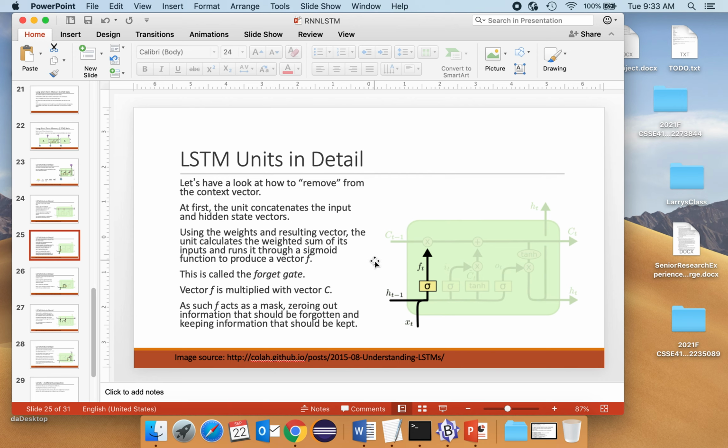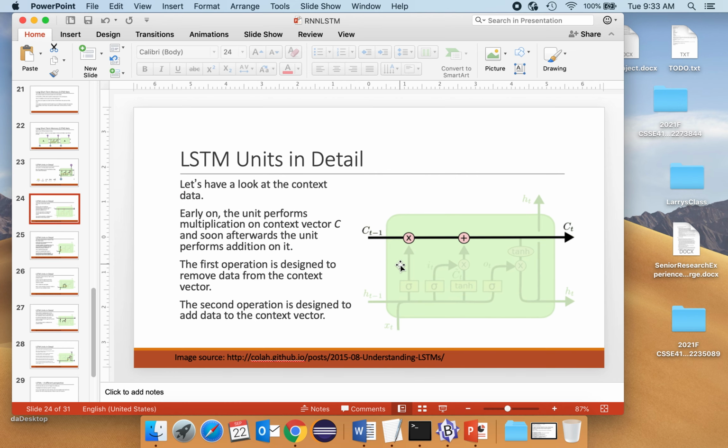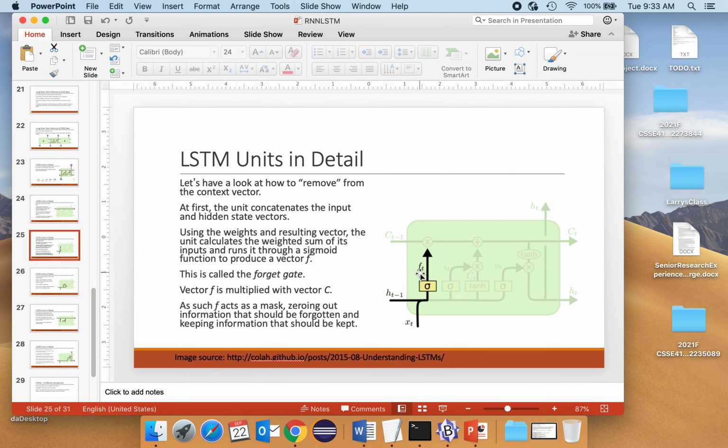Let me go back to this slide over here. Since we're doing multiplication, anything that gets multiplied with 0 or close to 0 obviously gets removed. If you remember a little bit from architecture and from your hardware courses, a mask determines which information to let through and which information to not let through, to forget, so to speak. And that's why we call it a forget gate. So the forget gate determines what information goes away, in essence, and which we are going to keep. So that's it. We now remove some information from our context vector.